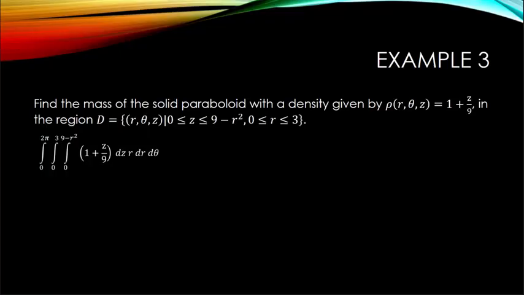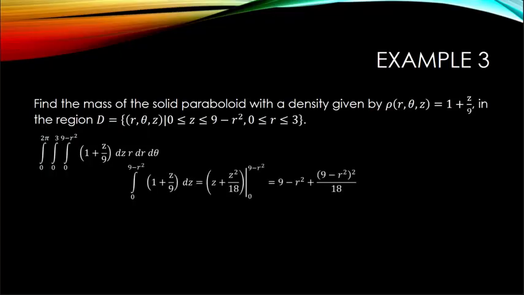Let's work another example. I want to find the mass of the solid paraboloid with a density given by the function rho of r theta z is equal to 1 plus z over 9 in the region D equal to all points r theta z such that 0 is less than or equal to z, which is less than or equal to 9 minus r squared, and 0 is less than or equal to r, which is less than or equal to 3. So that my integral becomes the integral from 0 to 2 pi of the integral from 0 to 3 of the integral from 0 to 9 minus r squared of the quantity 1 plus z over 9 dz r dr d theta.